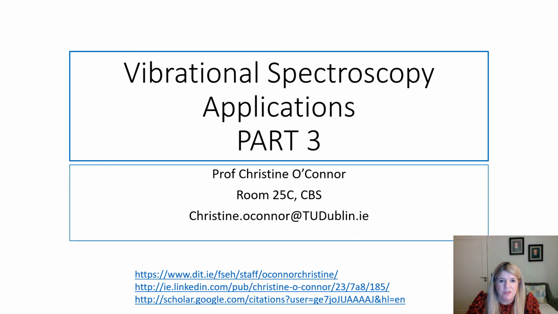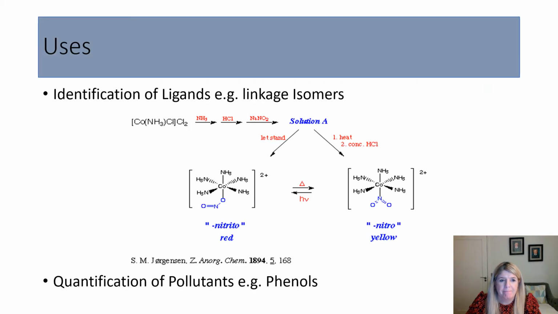Hello, this is part 3 of vibrational spectroscopy, and we're just looking at the applications of IR and Raman. So one of the uses is for the identification of ligands, such as linkage isomers.